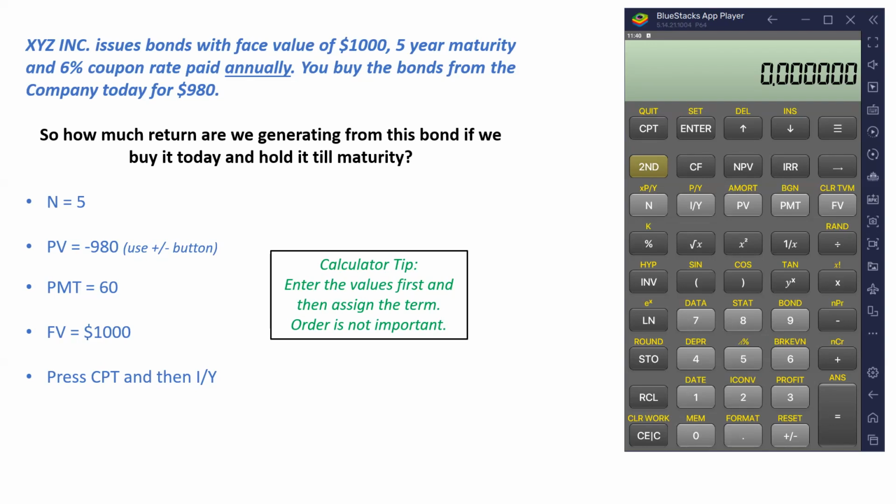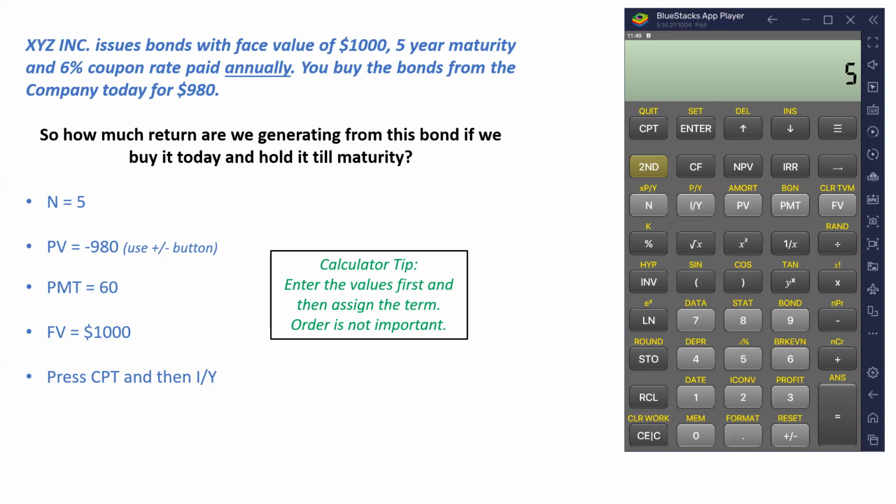If you refer to the calculator tab, we enter the values first and then we assign the term. The order is not important. You can enter the data in any order. Only thing is whatever value you need to calculate, that we will get towards the end. So let us start. First, we have to press 5. So enter the values first and then tell the calculator what is this particular value.